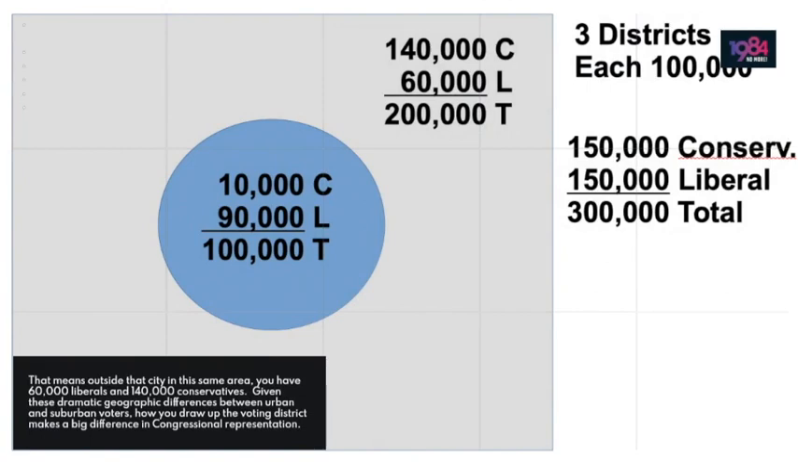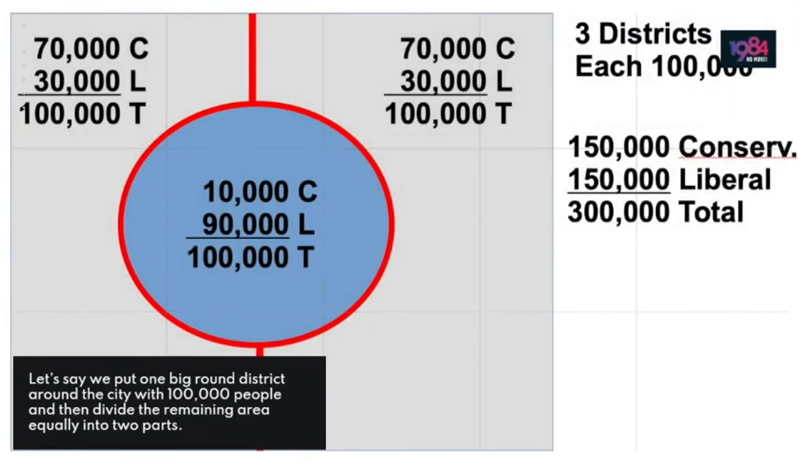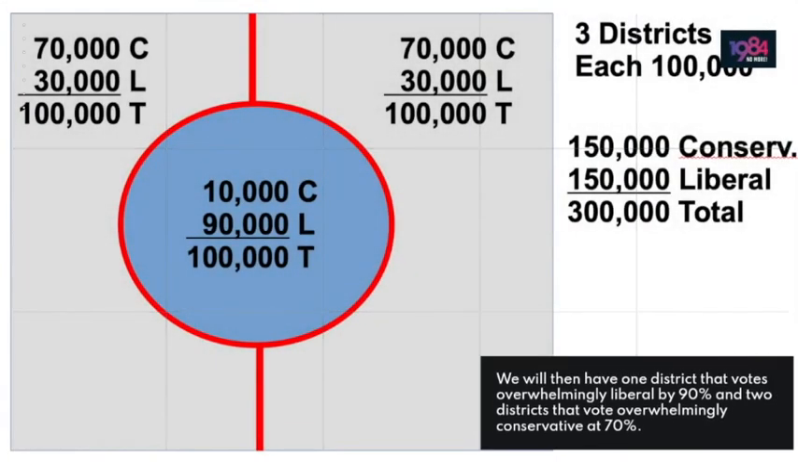Given these dramatic geographic differences between urban and suburban voters, how you draw up the voting district makes a big difference in congressional representation. Let's say we put one big round district around the city with 100,000 people and then divide the remaining area equally into 2 parts. We will then have one district that votes overwhelmingly Liberal by 90% and 2 districts that vote overwhelmingly Conservative at 70%.